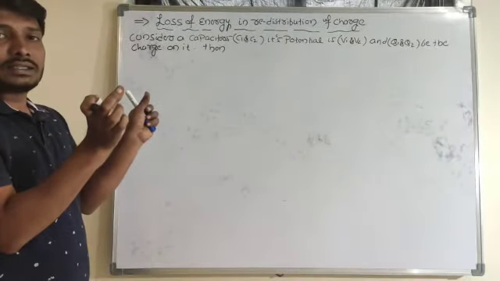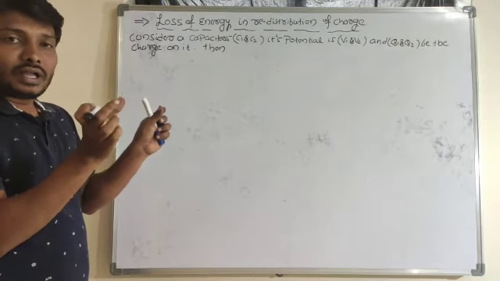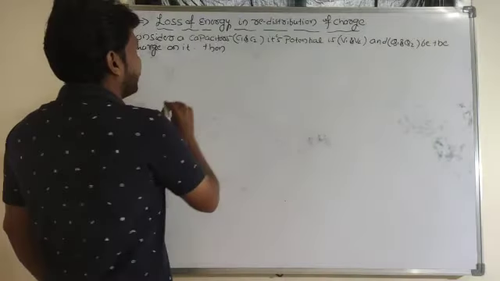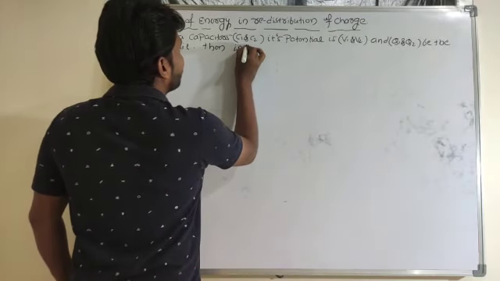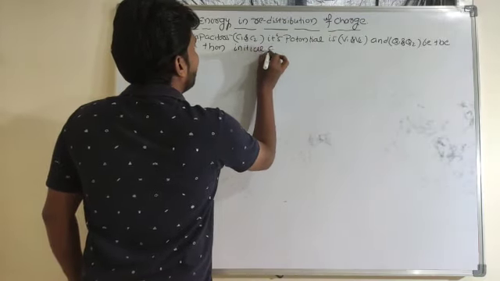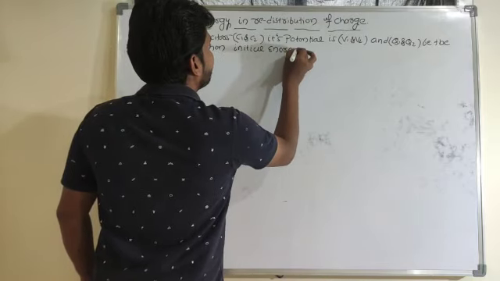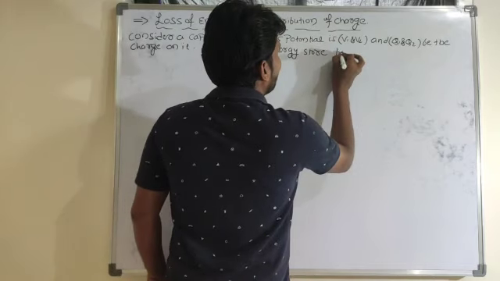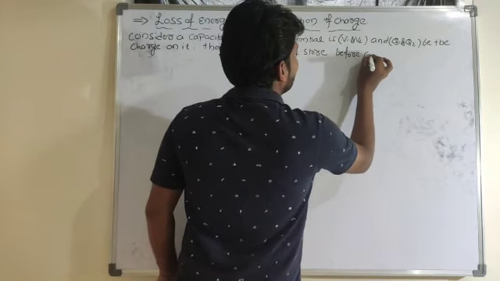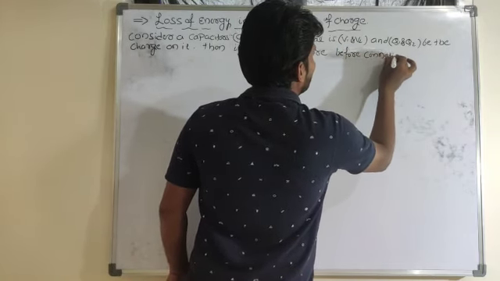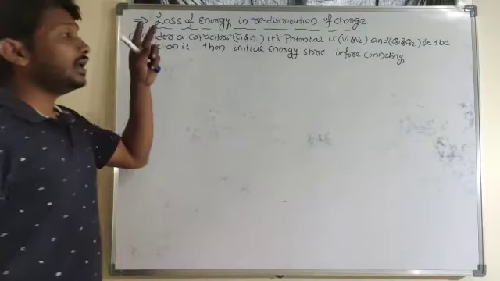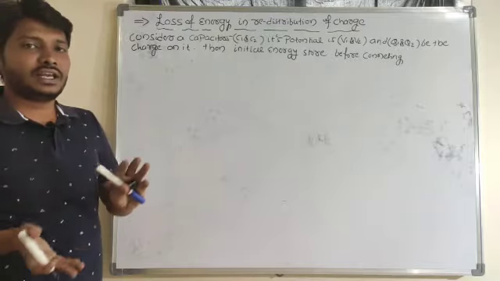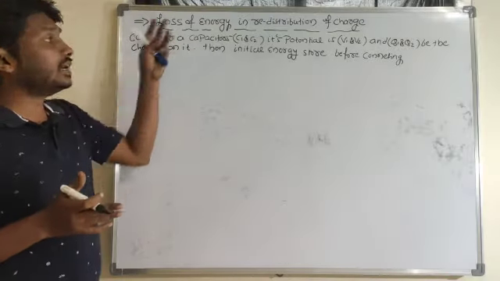Now I will consider the energy stored before connecting. I want to calculate the initial energy stored before connecting these two capacitors. I am determining the energy loss. Energy loss means initial energy minus final energy. If I do so, I will get the energy loss here.